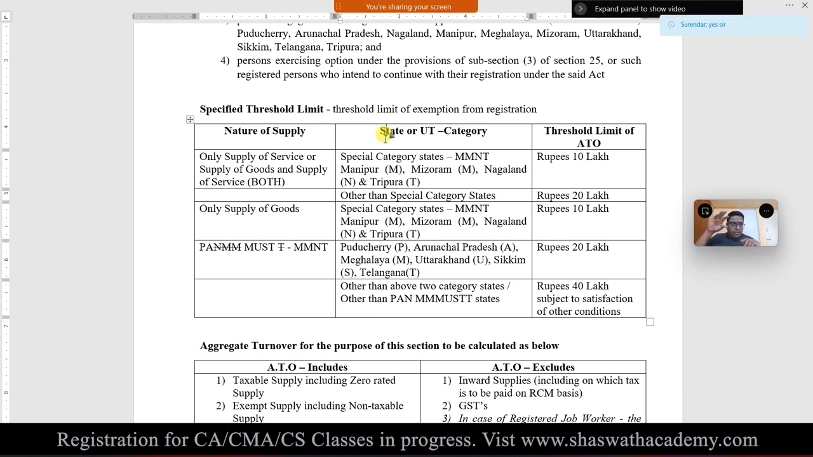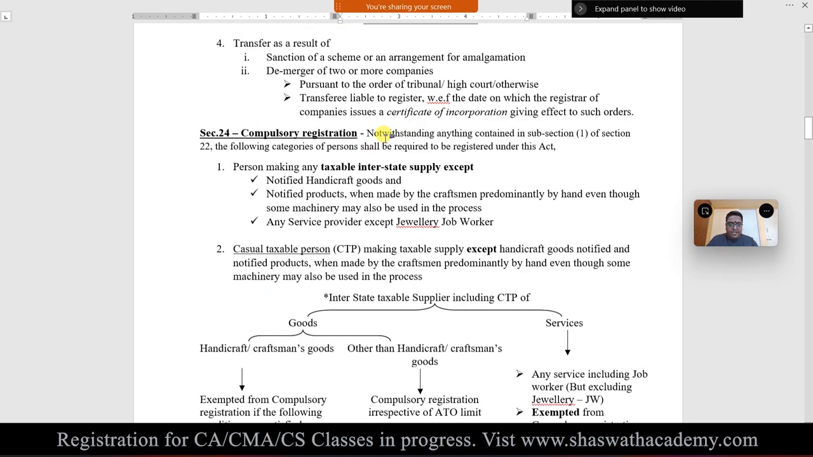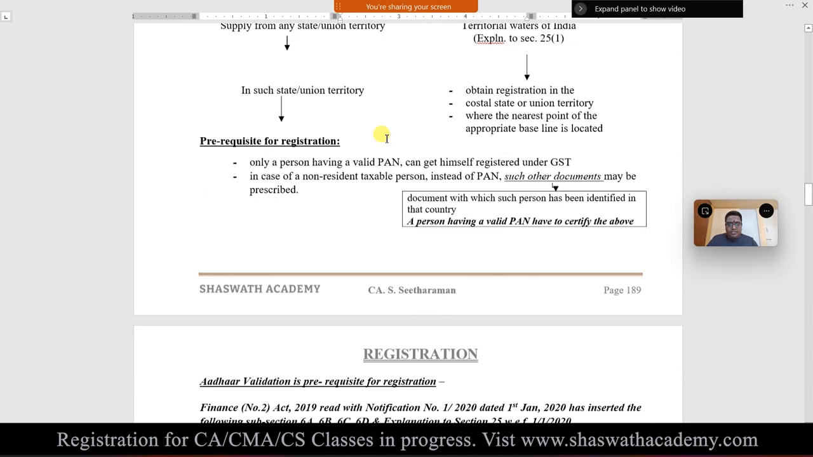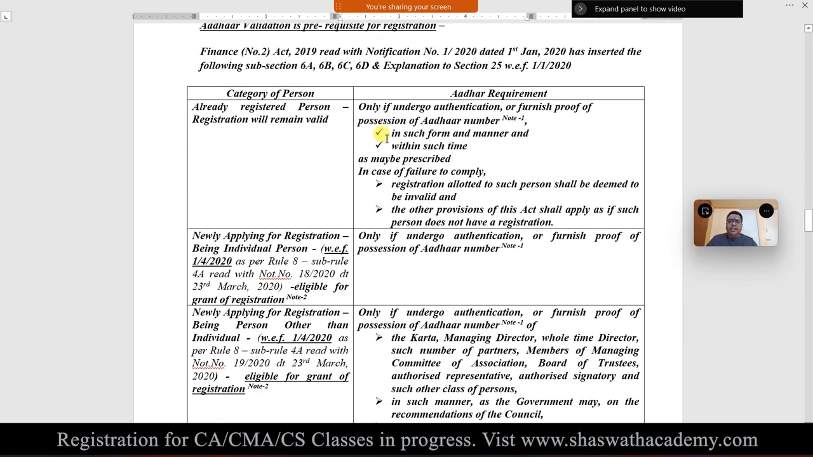Are you comfortable? So the registration chapter we are picking first. Why? Somewhere around 5 to 8 marks come from the registration chapter repeatedly, so we are focusing more on this area. First we worked out the threshold limit. Then we worked on the process, where and how much registration is required. Next, how to make the application and how to validate it. That is when Aadhaar authentication comes into the picture. My dear brothers and sisters, here we go.